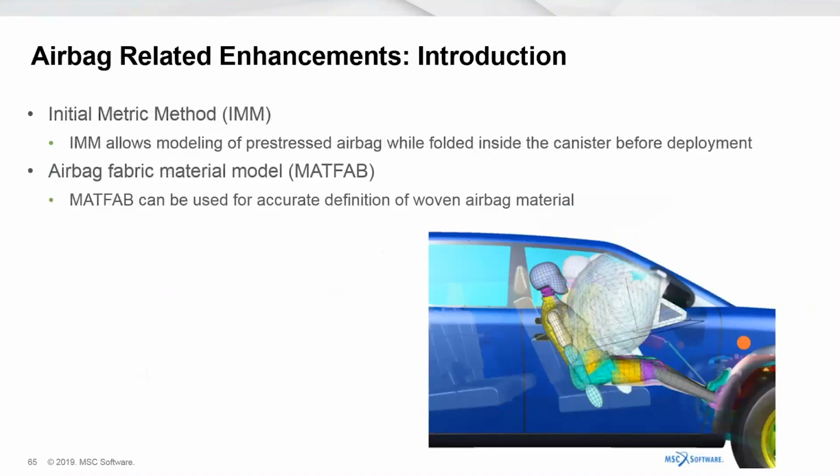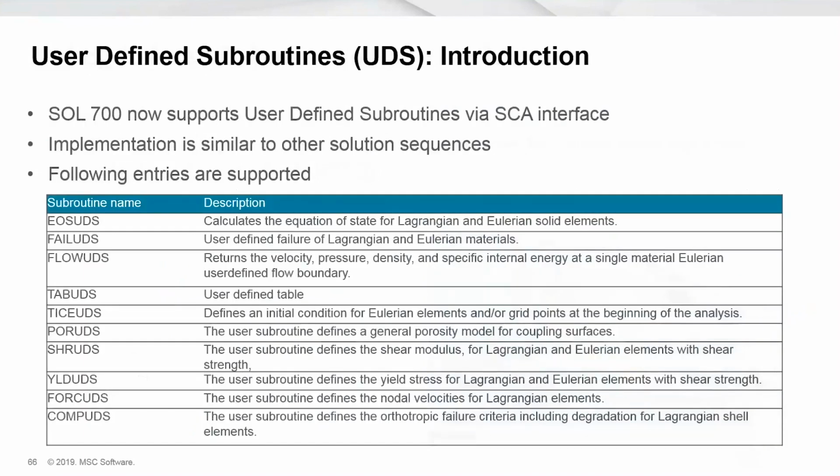Going further with the airbag-related enhancements, from our Dytran technology, we've added an initial metric method, which models the pre-stressed airbag while it's folded inside the canister before it's deployed. Also, the fabric material itself, the MATFAB entries used to define the woven airbag material. Again, more for airbag-related simulations.